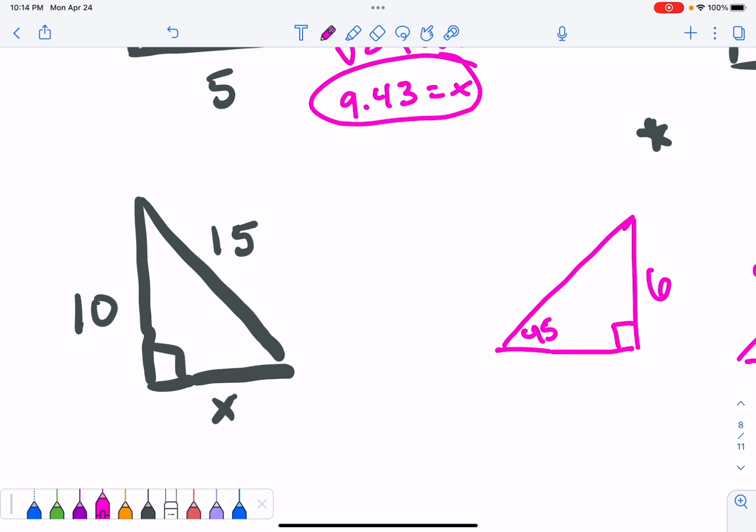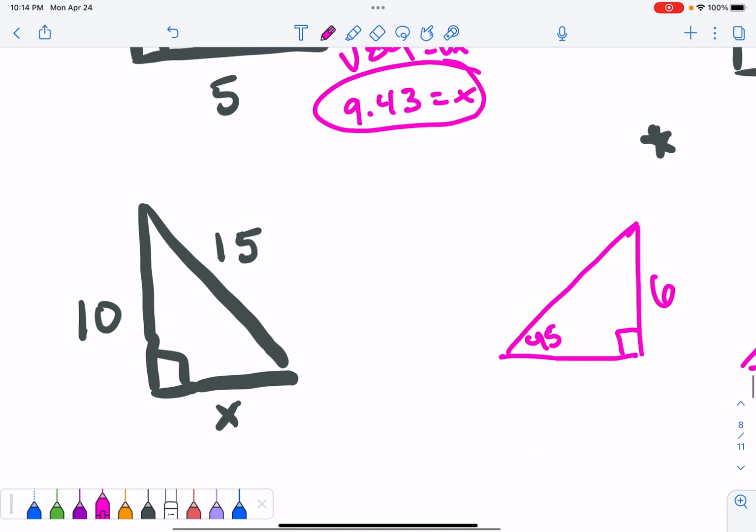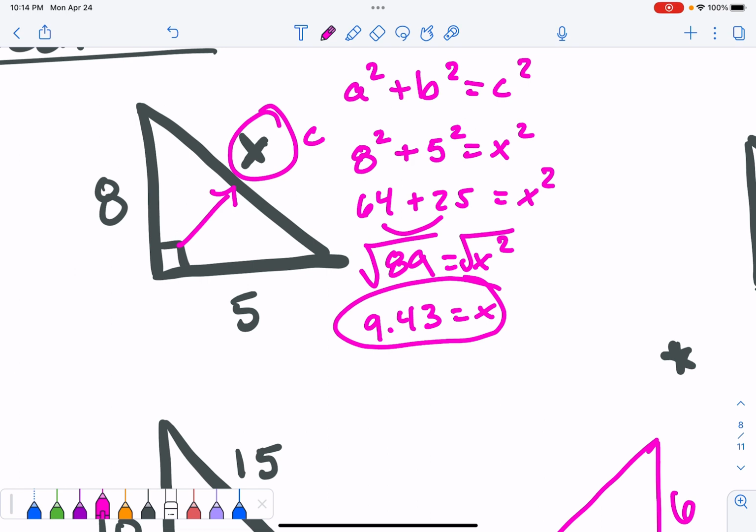Now, sometimes they will be really nice to you on the ACT, and when they list possible answers for what X could be, you know that X has to be the longest side. So if they list a number that's less than 8, you know that's not going to be a correct answer. So just FYI, be prepared for that. That's a thing that can help you eliminate answers.